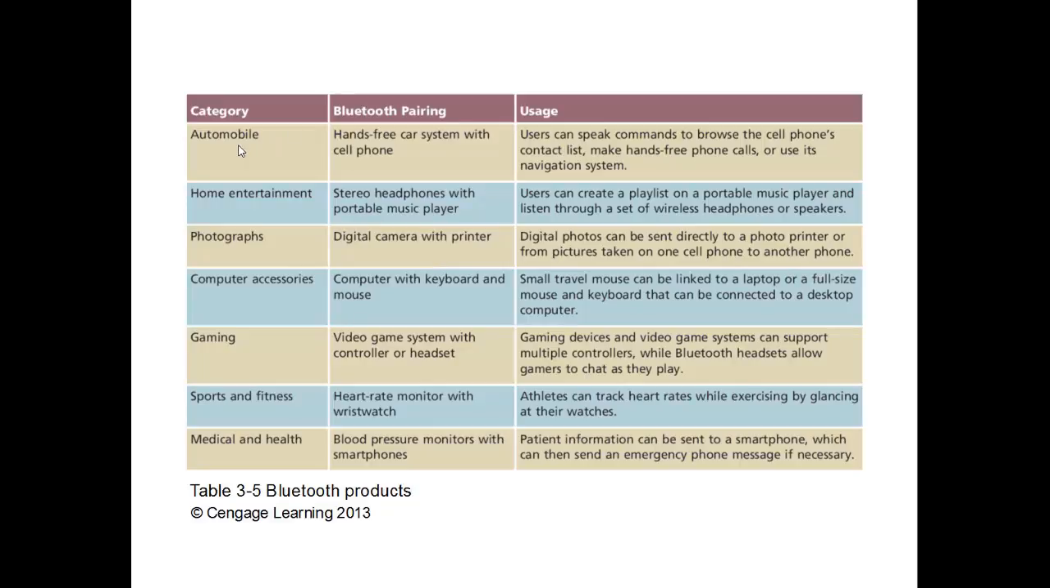For example, in a car, it's used for a hands-free car system or a cell phone. For home entertainment, you can pair it with stereo headphones and a portable music player. Photographs, the pairing could be a digital camera, the printer. When it comes to gaming, the pairing could be a video game system with a controller or a headset. Sports and fitness, the pairing could be a heart rate monitor with a wristwatch, so athletes can track their heart rates while they're exercising just by glancing at their watch.